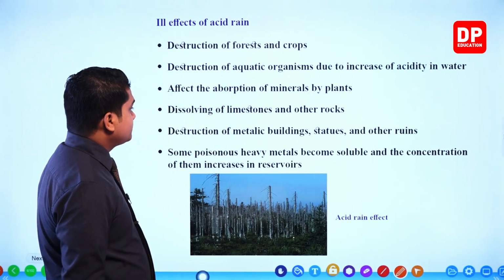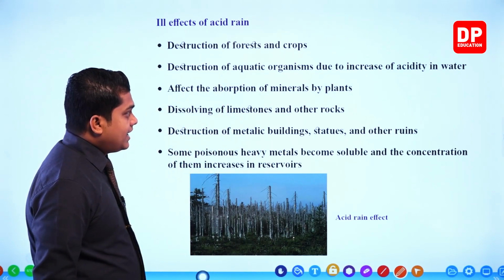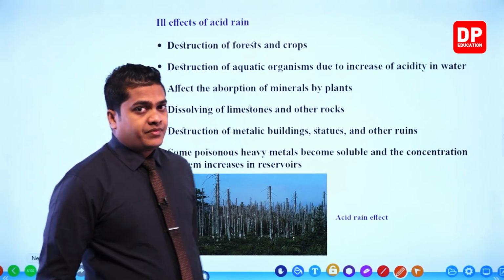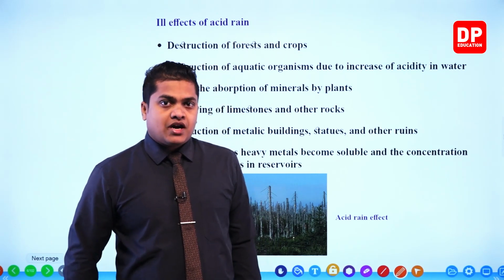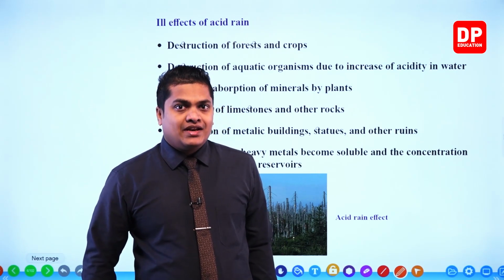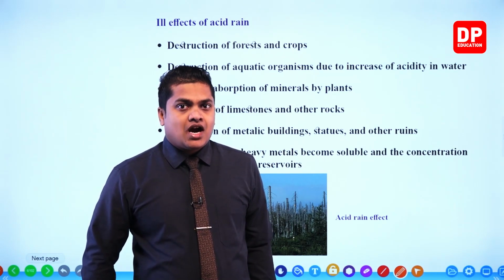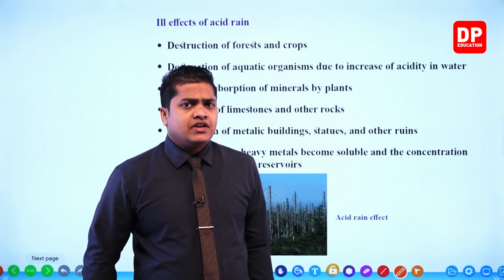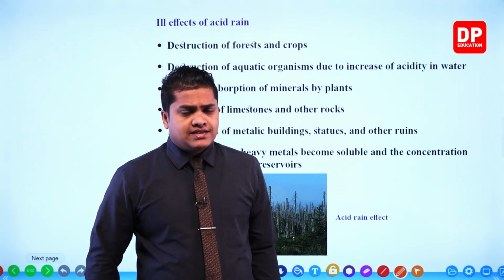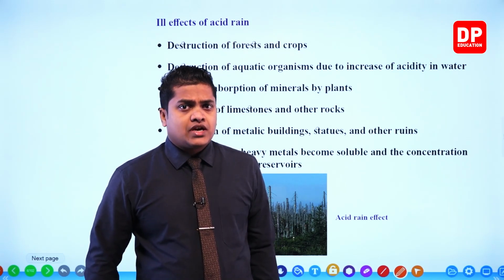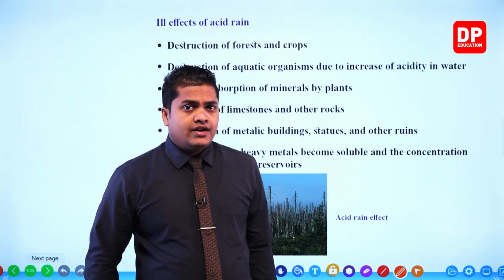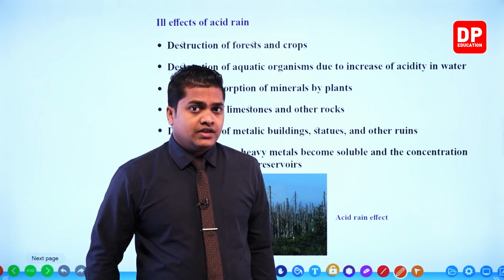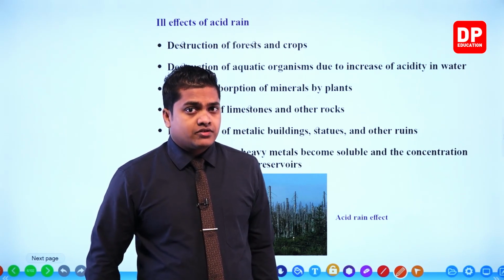Then the next one, dissolving of limestones and other rocks. Limestone is made mainly from calcium carbonate. You know that when an acid is added to a carbonate, the carbonate dissolves in the acid to create carbon dioxide gas. That is even how we prepared carbon dioxide gas in our laboratory. We added calcium carbonate into hydrochloric acid, and there we found that carbon dioxide is emitted.